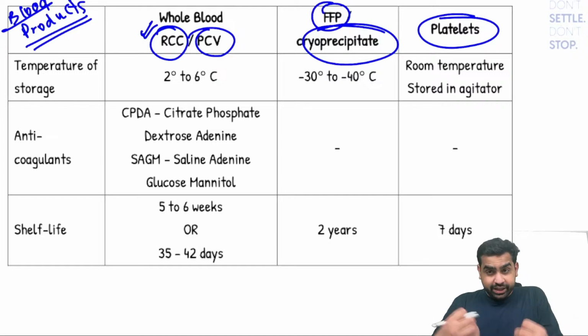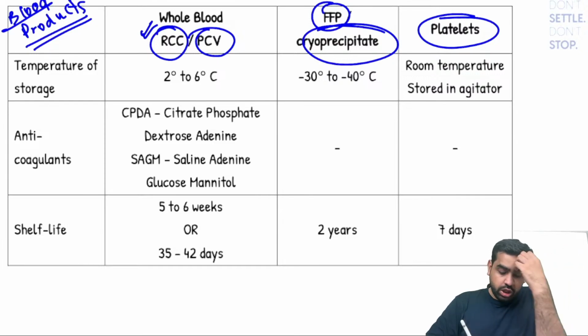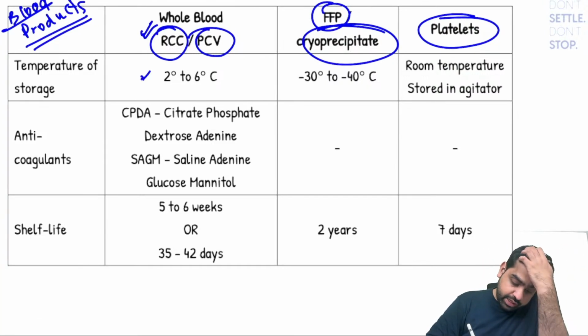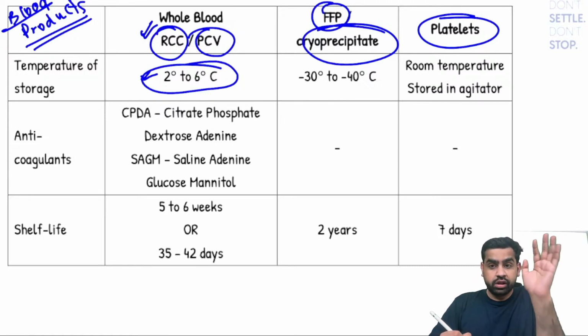When you basically take these blood products, you need to know two things: how do you store it, at what temperature, and for how long. Okay, so the whole blood is basically stored at 2 to 6 degrees Celsius.